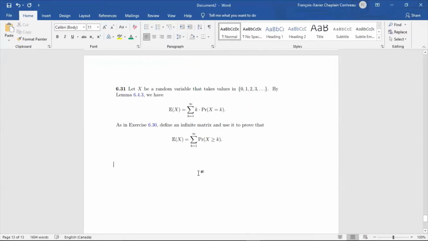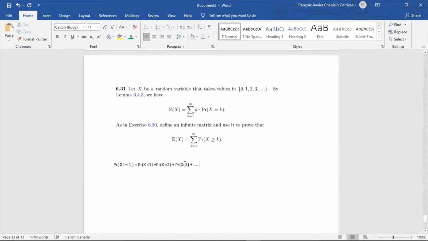Yes. Okay. So the trick, if you don't like to use a matrix, think about the following. When I do the probability that x is greater or equal to k, or for example, the probability that x is greater or equal to 1, what does it look like? Well, if you break it down, this is equal to the probability that x is equal to 1 plus the probability that x is equal to 2 plus the probability that x is equal to 3 plus and so on, up to infinity, right?